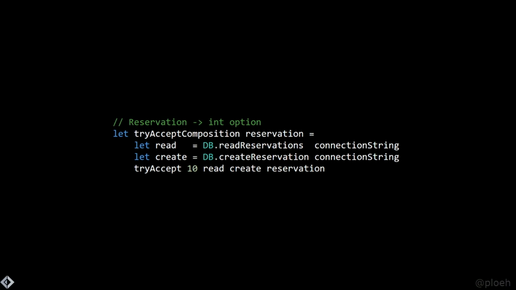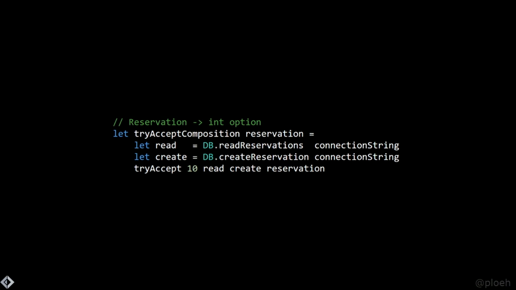So this is a call to try_accept with all four arguments passed in. And this is the last expression in my function, and that just means it becomes the return value of the function. So try_accept returns an int option, which means that this function also returns an int option. So that's basically how I can compose those things together.